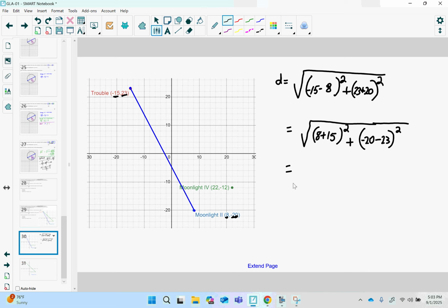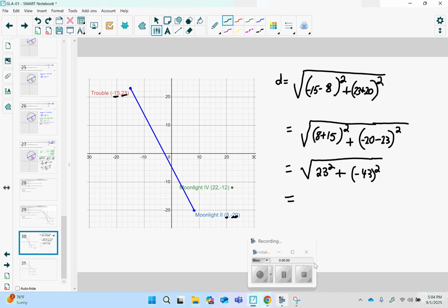Okay, so now I'm just going to pause it while I do some calculations, because these are pretty big numbers. So we're going to have 23 squared plus -43 squared, and we're going to want to come up with those numbers using a calculator. I was going to pause it, but I guess I can just do it. Yeah, I'll pause it.